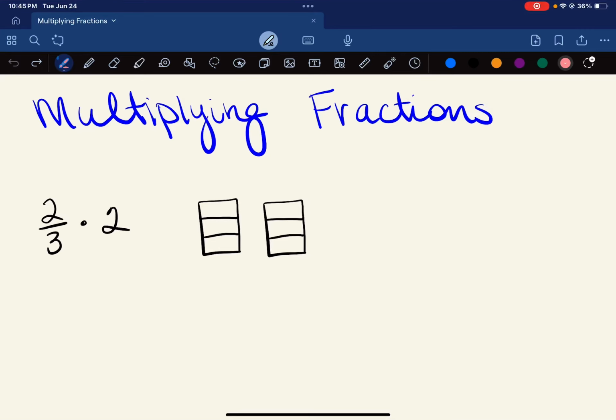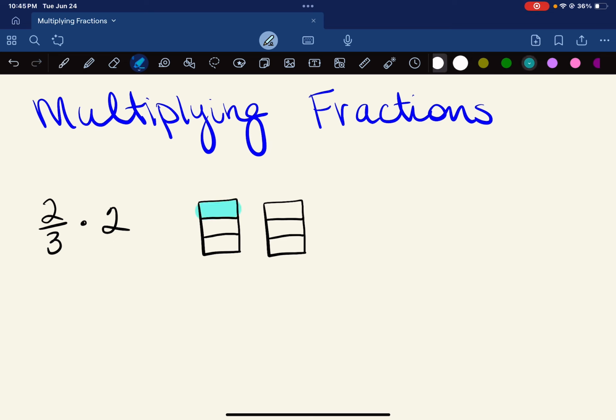All right, let's talk about multiplying fractions. We start out with a problem, 2/3 times 2. So I've got a figure that's divided into 3 equal sections, and I am going to highlight or shade 2/3 of those.